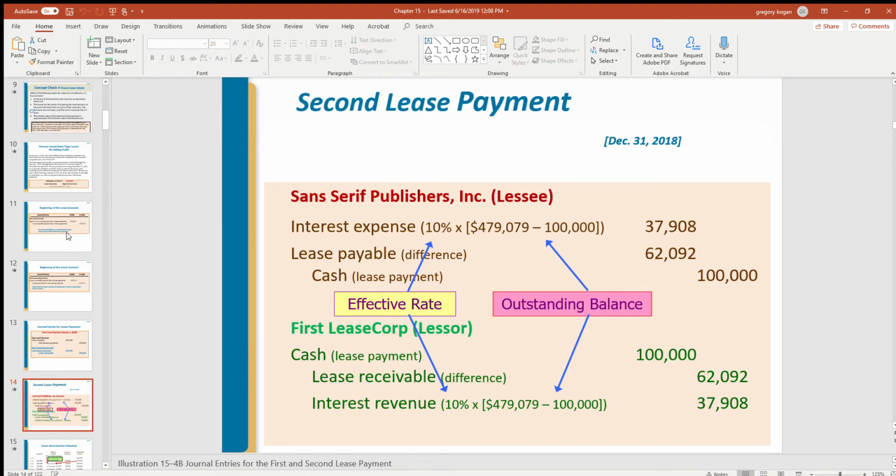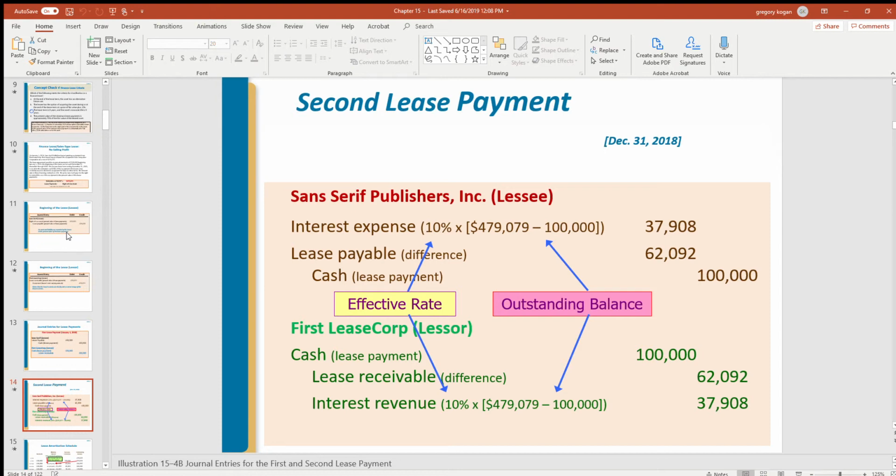Why? Because we have interest expense. Interest expense is $479,079 minus the $100,000 times the 10%. Essentially, what is the carrying value, right? After that first payment, right? So we already, $100,000 is already paid on the first day. So now the carrying amount was $379,079. That times 10% is the interest.